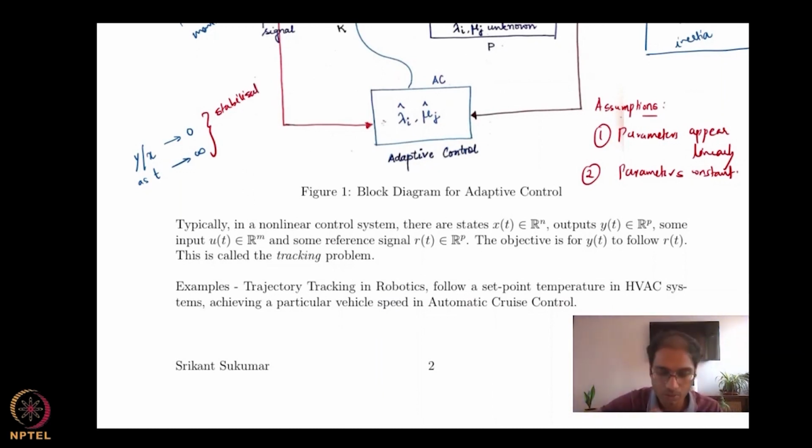This is called a stabilization problem. But what we are typically always interested in is a tracking problem. Similarly, you have a set point temperature in HVAC, that is air conditioning systems. Then if you want to achieve a particular vehicle speed in an automatic cruise control, that also falls under the category of a tracking problem. Because you want to achieve a particular speed irrespective of what the road conditions are. That is, if it's an upward incline or a downward slope, doesn't matter, you still want to remain at a particular speed. Alright, so that is the idea of a tracking problem.